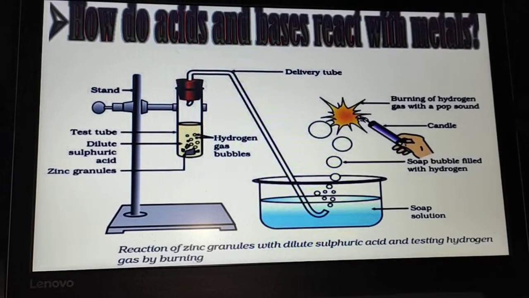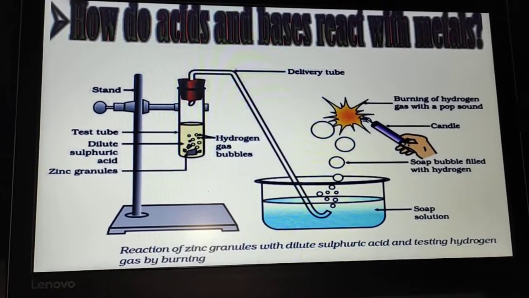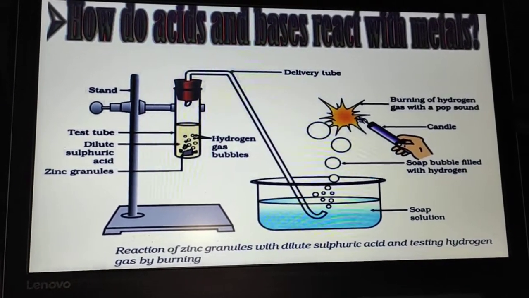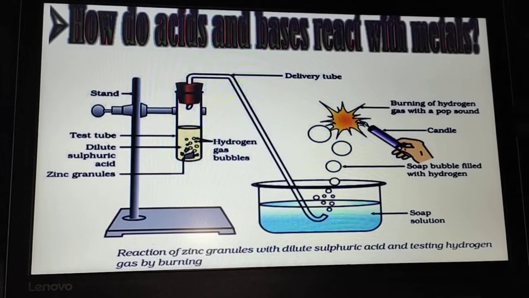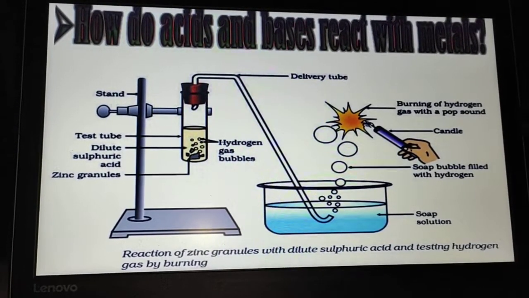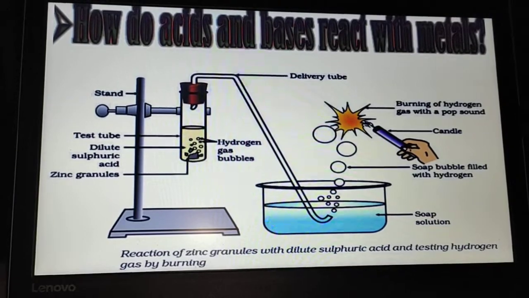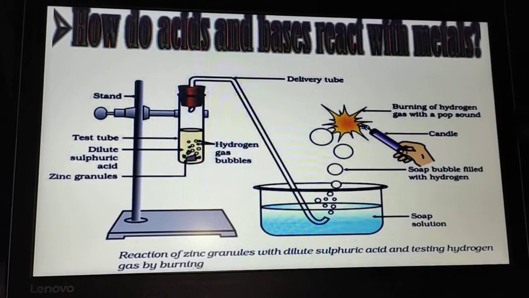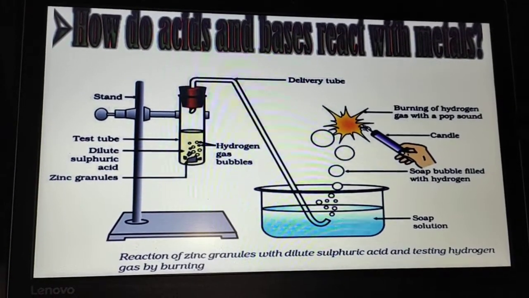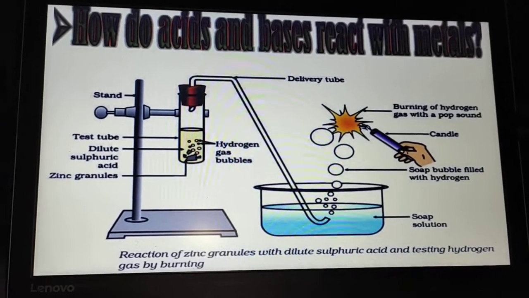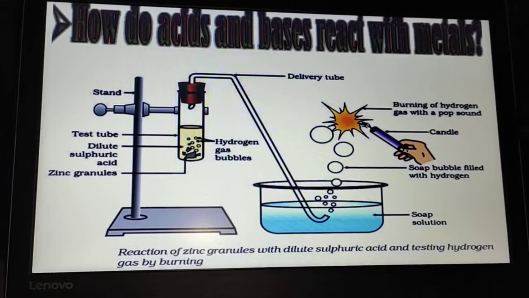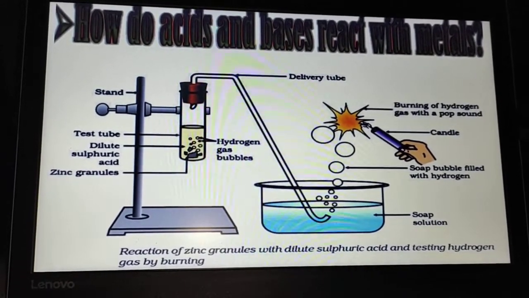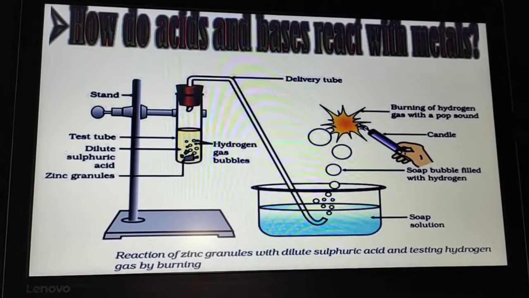So if we put this and we get the gas, the hydrogen gas bubbles, here you can see, are evolved through the delivery pipe. It comes into the soap solution, and the soap solution bubbles because of the presence of hydrogen gas. When we put the candle at the bubble, it makes a pop sound. So the burning of hydrogen gas produces the pop sound.